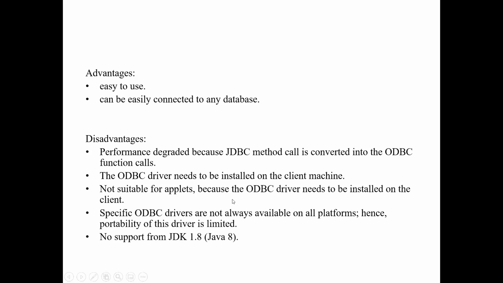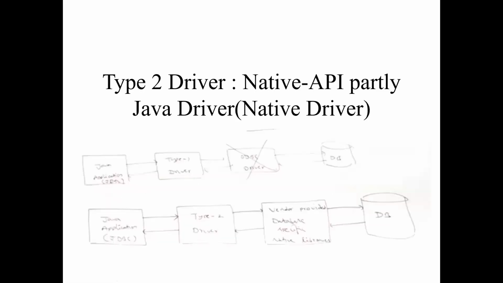Okay, so based on these disadvantages, the type 2 driver came with the name of native API, partly Java driver, also called native driver. My dear students, please observe the top of the diagram, which is related to the first type of driver. The Java application communicates with the database, definitely with the help of the ODBC driver only, from databases to the type 1 driver and from the type 1 driver to the Java applications. That is the main disadvantage.